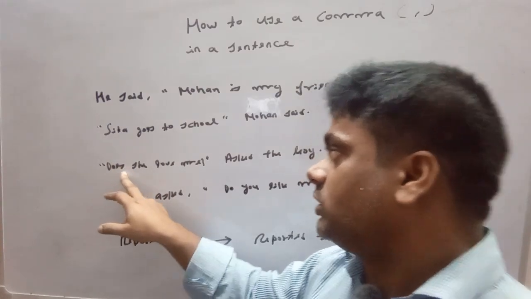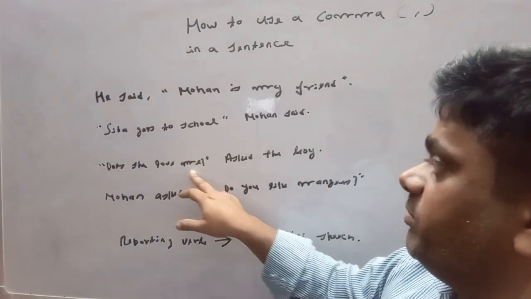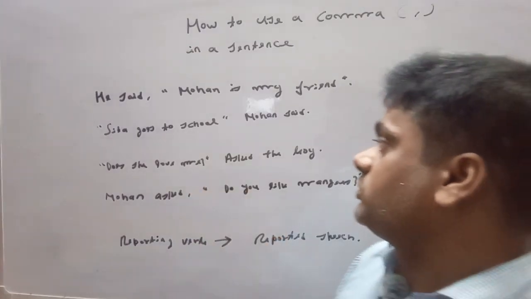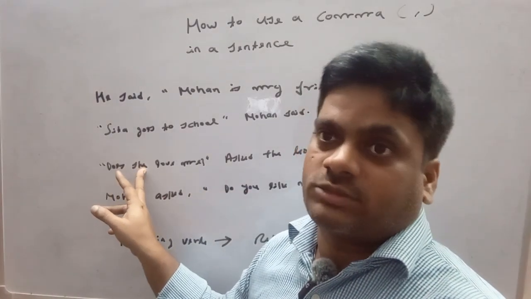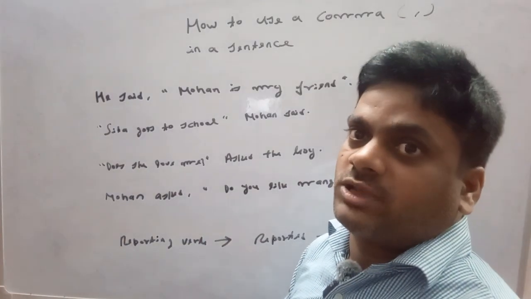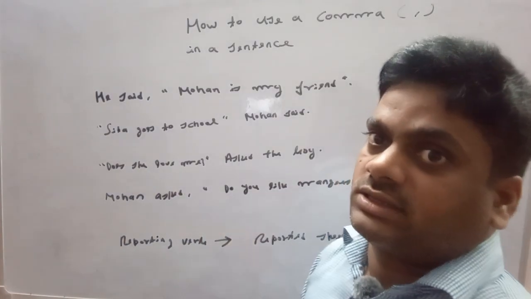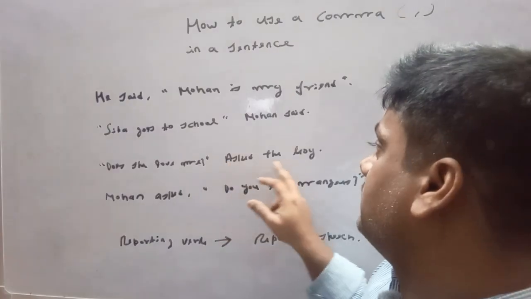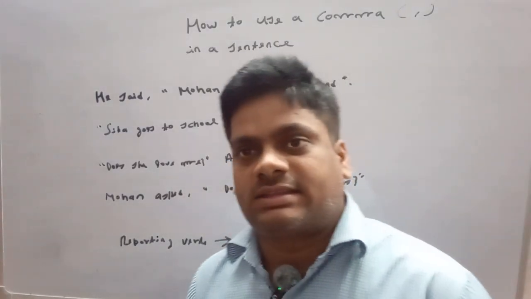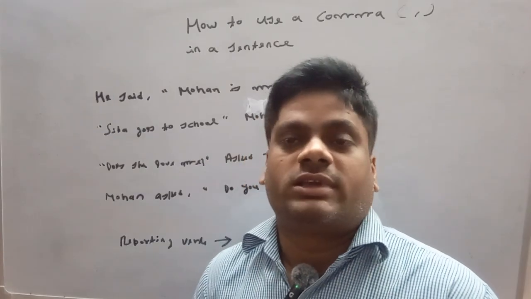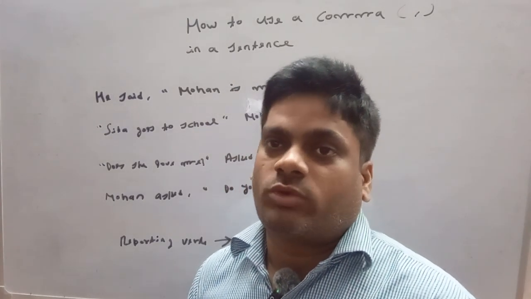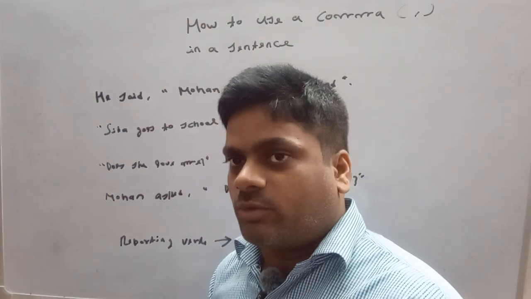In the third sentence, does she love me? Here we cannot use a comma because it is a reported speech, and we cannot use a comma when a reported speech is going to start the sentence. And here ask the why, it is the reporting verb. So guys, when in a sentence a reporting verb is going to start the sentence, so we can use a comma between the reported speech and reporting verb.